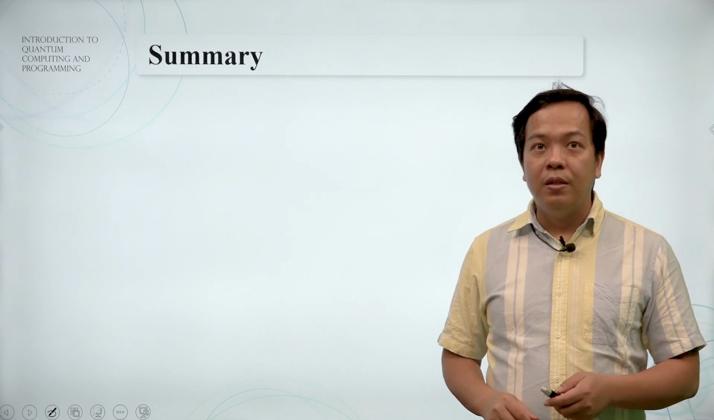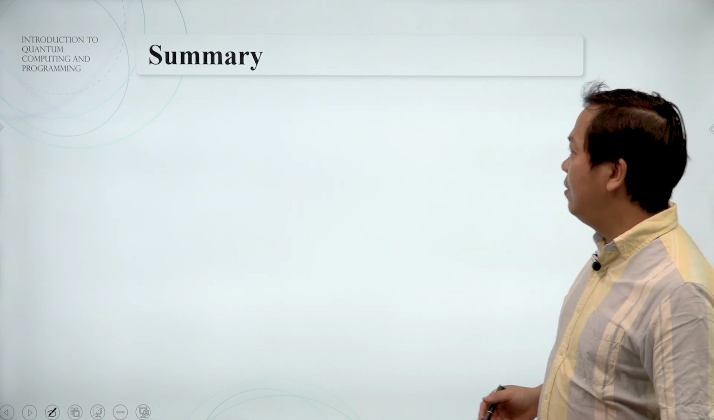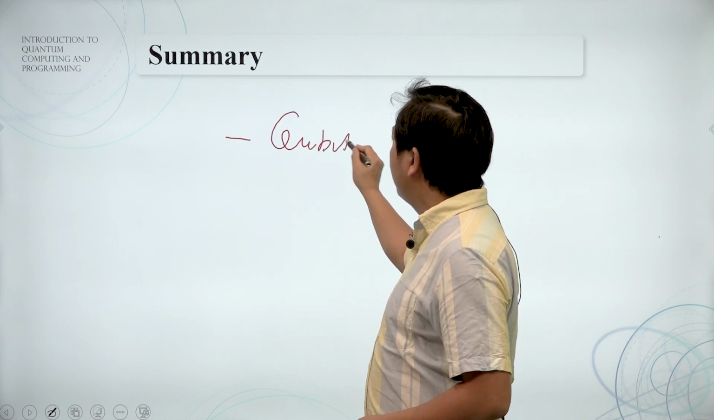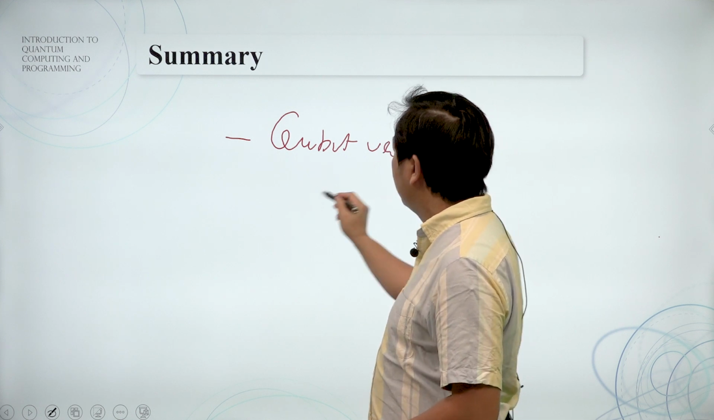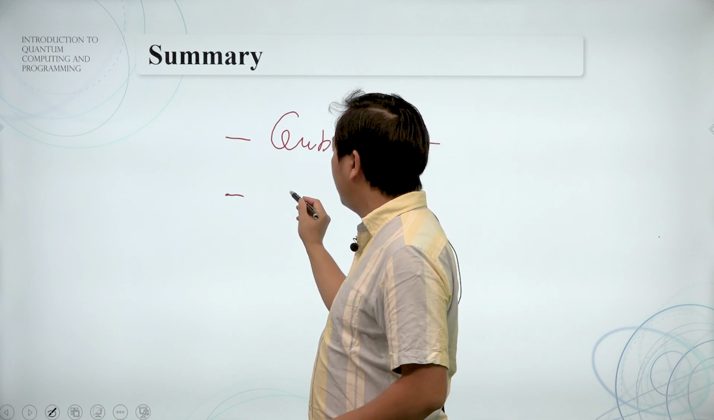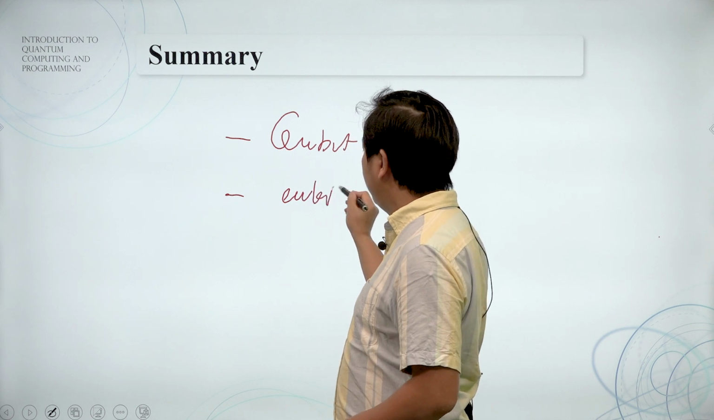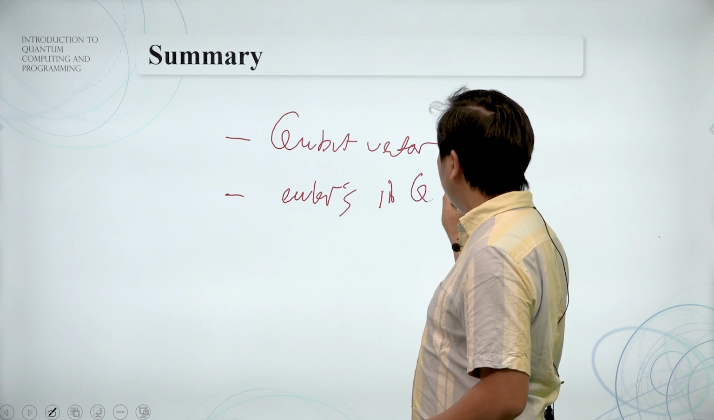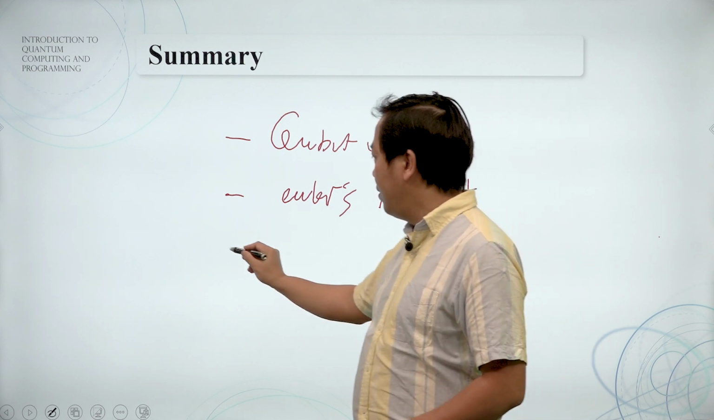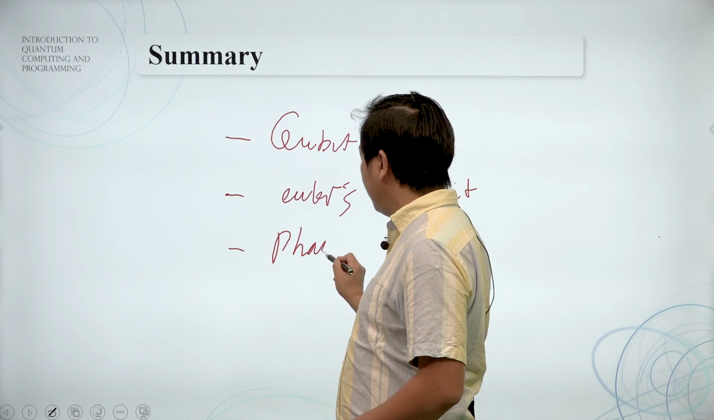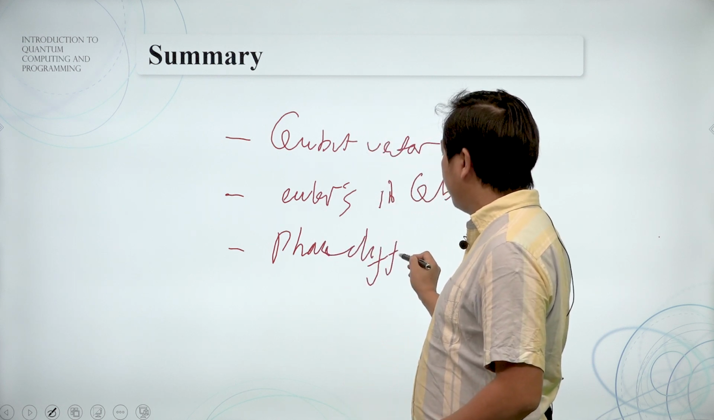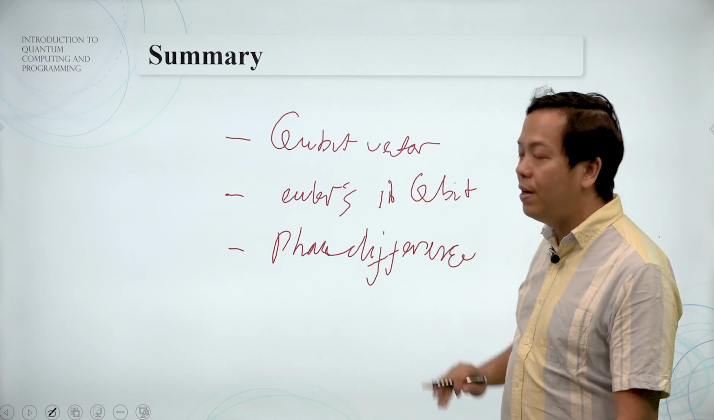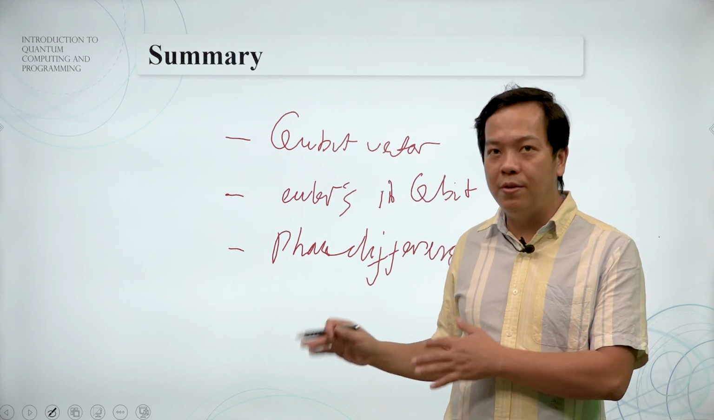So in this lesson, I have told you about the qubit vector, the Euler formula in the qubit, and the phase difference in a qubit vector. I hope you remember these key points.